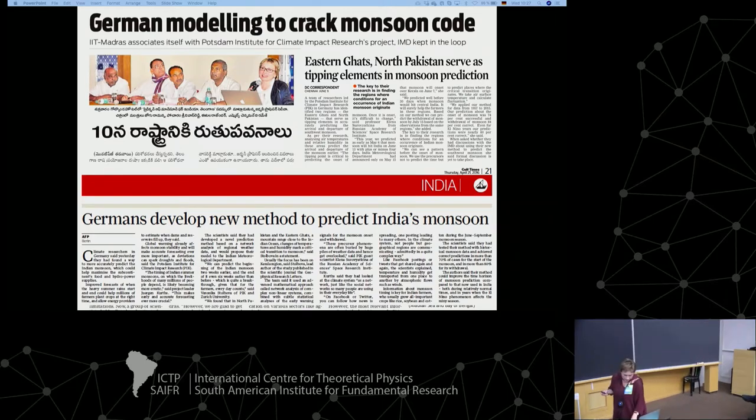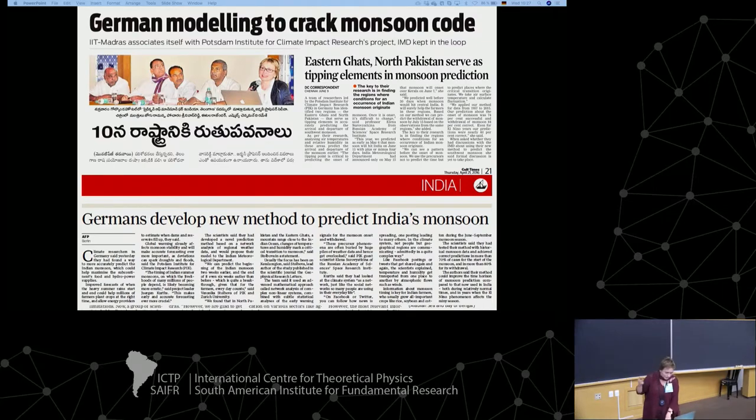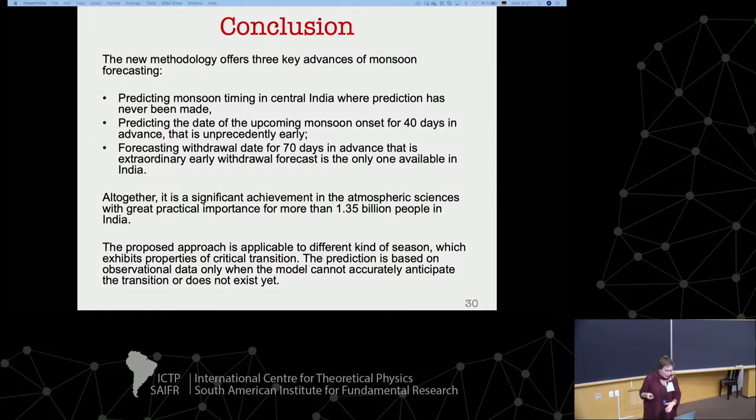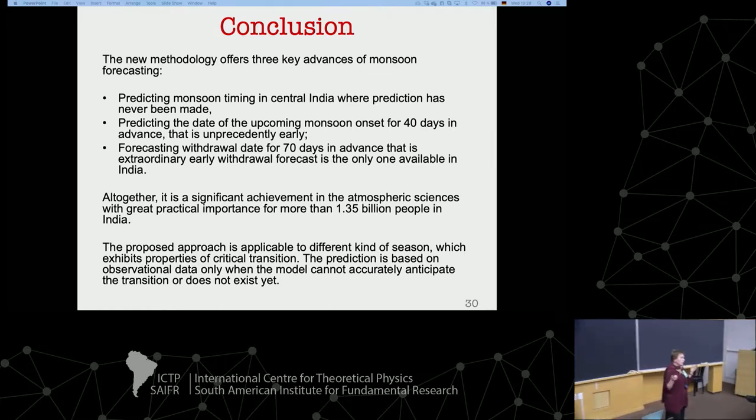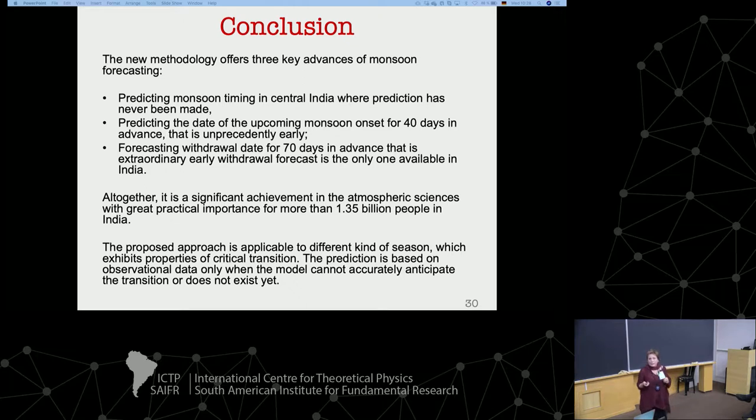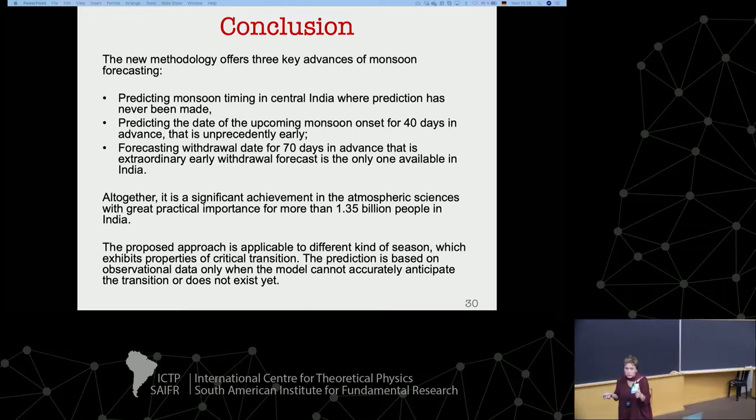It works, and this is one of the newspapers, but it's really very important for India, and this is why there is a lot of attention in India to this forecast. Actually, the methodology that I proposed is possible to use in other monsoon systems, in Africa and Brazil as well, and we are working on this. So 40 days in advance onset, 80 days in advance withdrawal, this is what we can do.